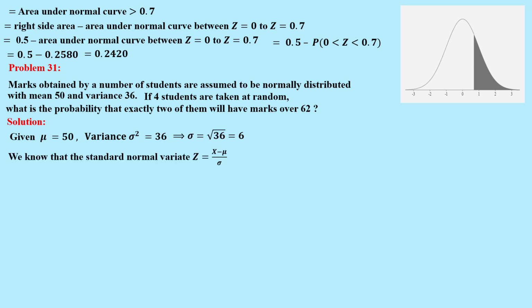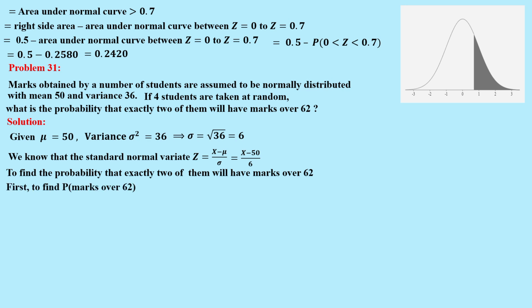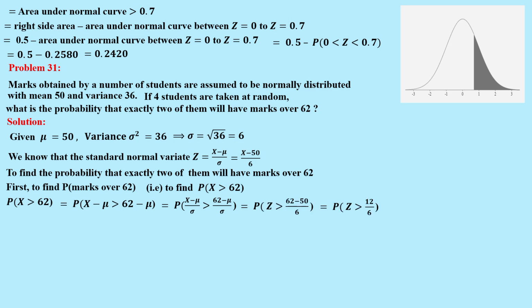So the normal variate z is equal to x minus mu by sigma, so x minus 50 by 6. To find the probability that exactly 2 of them will have marks over 62, first we find the probability of marks over 62, that is x greater than 62, where x is the marks. So subtracting mu and dividing by sigma, probability of x minus mu by sigma greater than 62 minus mu by sigma. So probability of z greater than 62 minus 50 by 6, that is probability of z greater than 2.